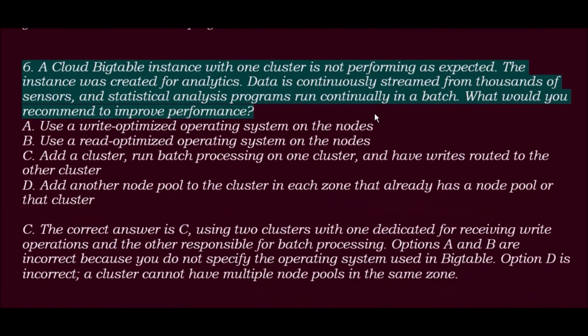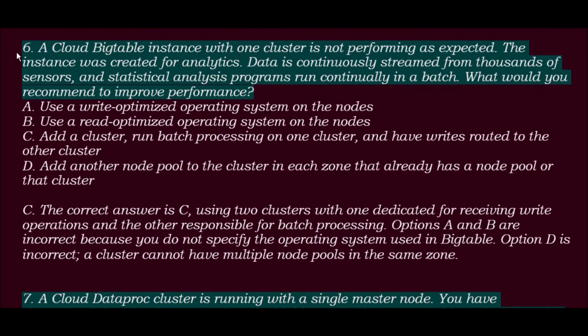Now next question. A Google Cloud Bigtable instance with one cluster is not performing as expected. The instance created for analytics data is continuously streamed from thousands of sensors and statistical analysis programs run continually in a batch. What would you recommend to improve performance in this case?